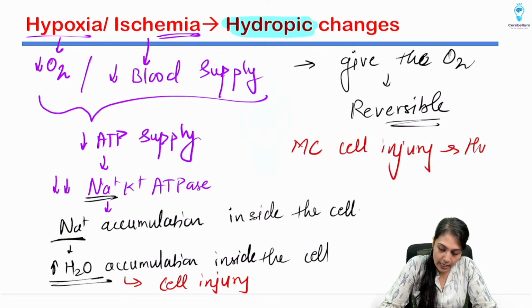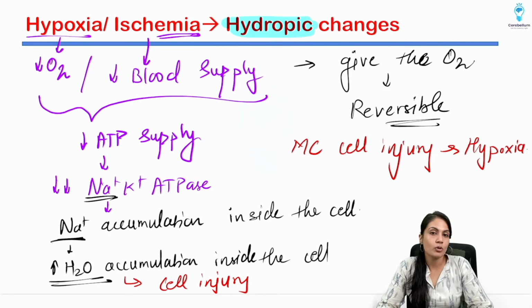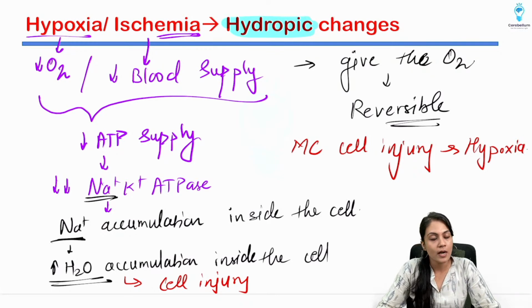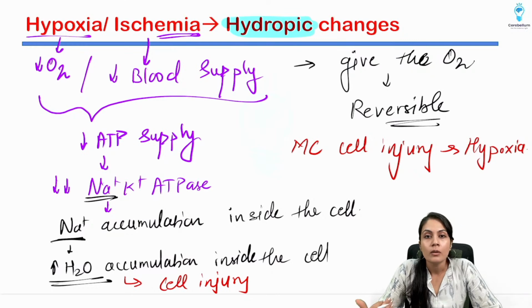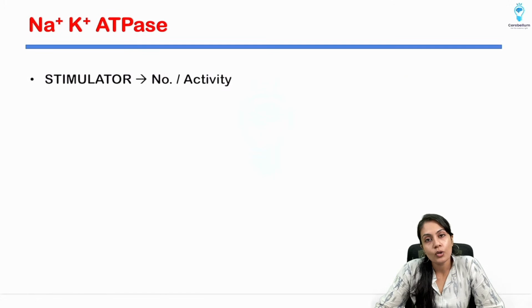Please remember, it is the hypoxia. There are various types of hypoxia, but the most common cause of cell injury is going to be hypoxia, because of which these hydropic changes will start and the cell can go into a morbid condition. Okay, let's move on to the next thing.